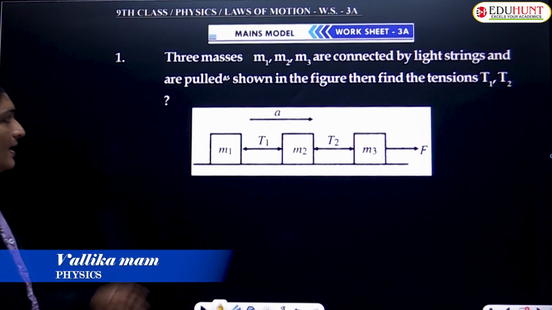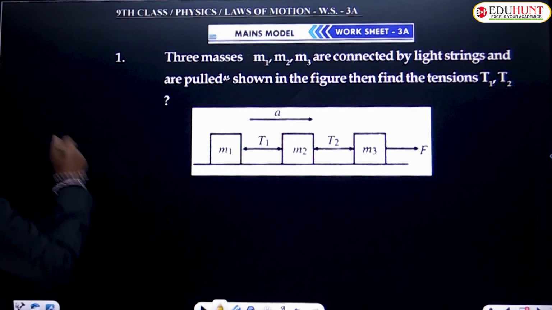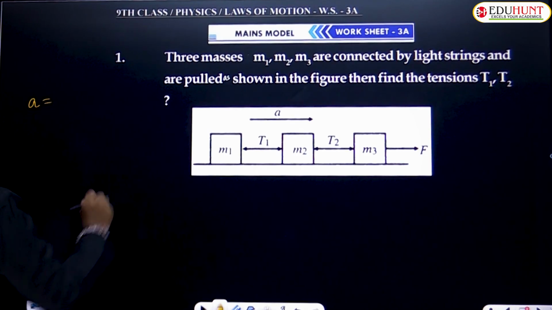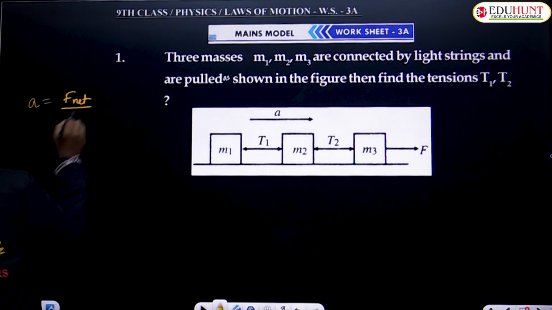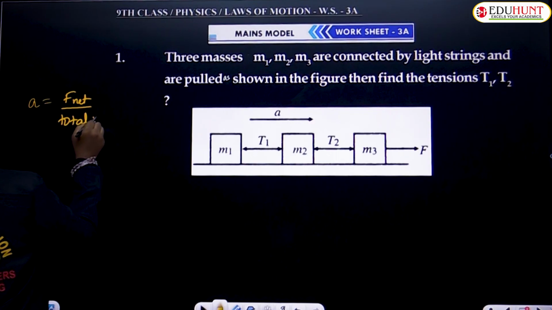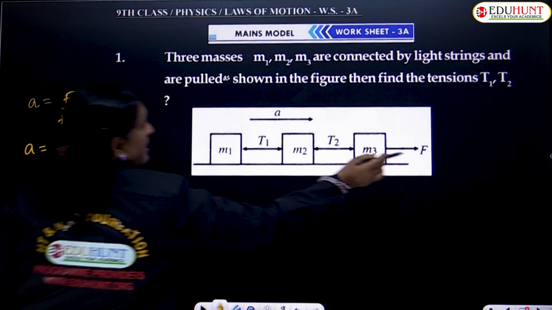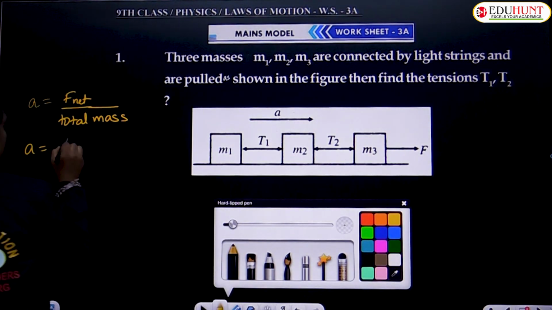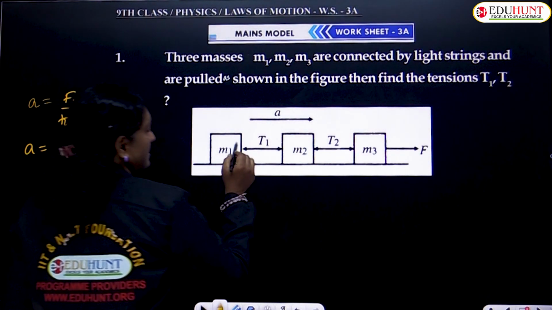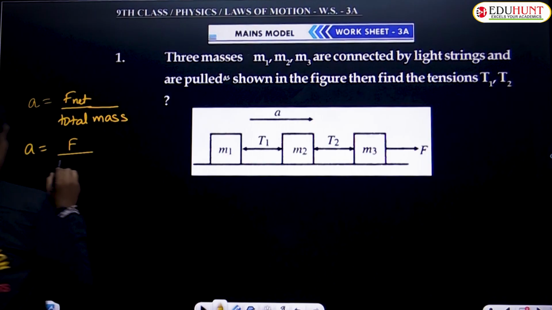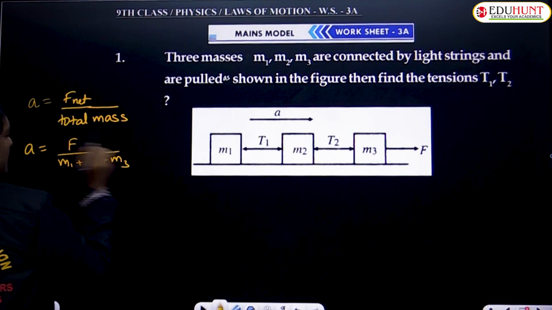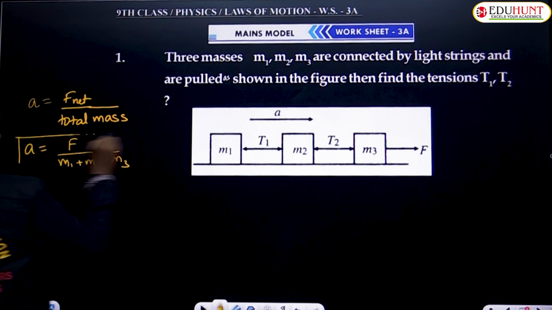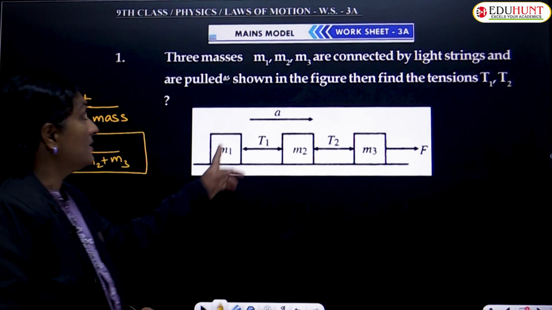First of all, let us calculate the acceleration of the three-block system. Clearly, we know that the acceleration of the three blocks is the net force, that is F net, upon the total mass. Hence, a is equal to the total force applied on the system, F, upon the total mass. What is the total mass, children? The total mass is M1 plus M2 plus M3.